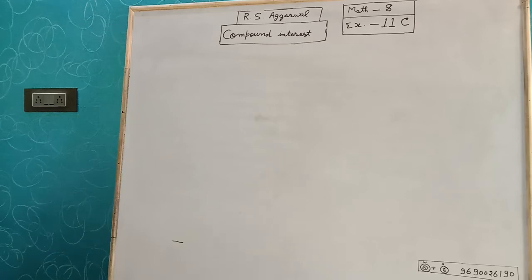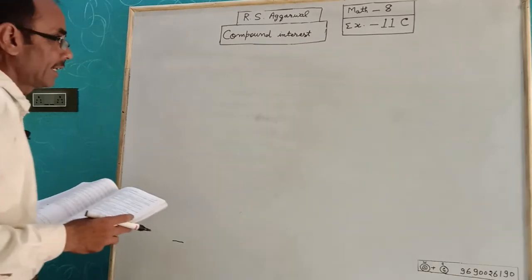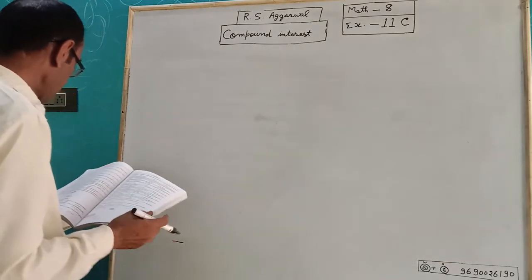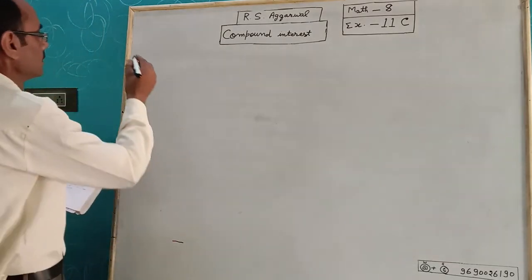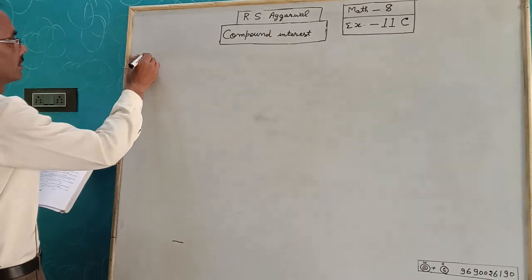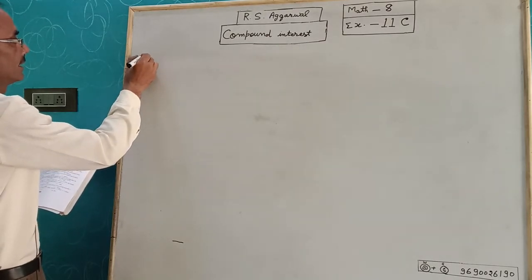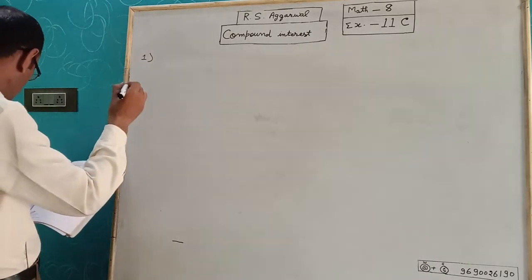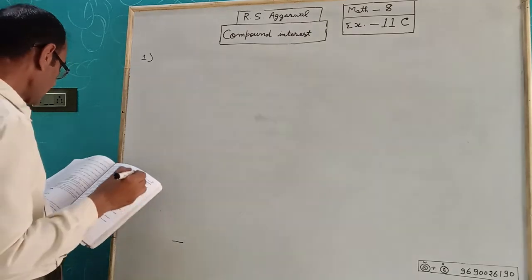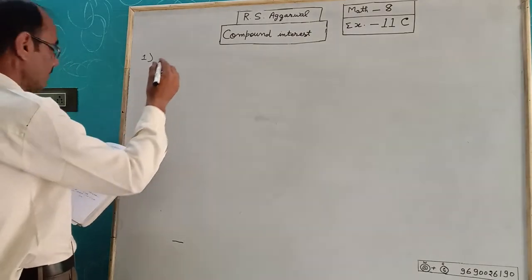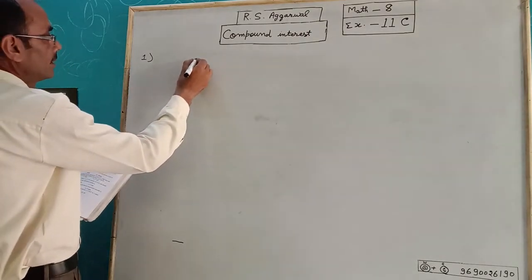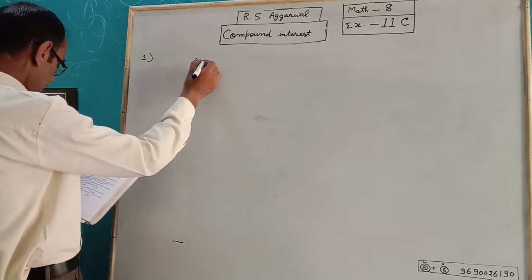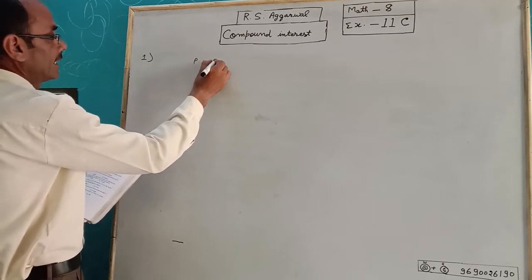8th class student, exercise 11C, compound interest. Question number 1: find the amount and compound interest. P will be 8,000.